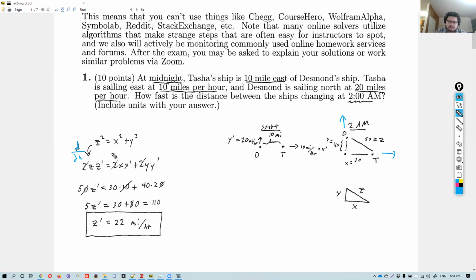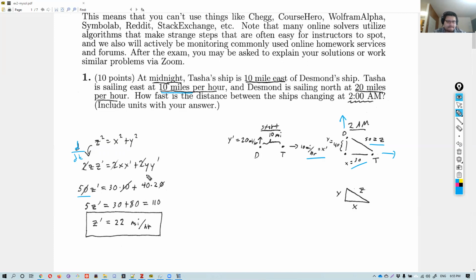But for all of my time derivatives, I use the prime notation. And so we end up with 2z z prime is equal to 2x x prime plus 2y y prime. And we can just clear off the extra 2's. And then plugging in, well, we know that z is 50 from here. So that's where we get the 50 z prime. And then x is 30. And so we get 30, x prime is 10 miles per hour. That's given to us from there.